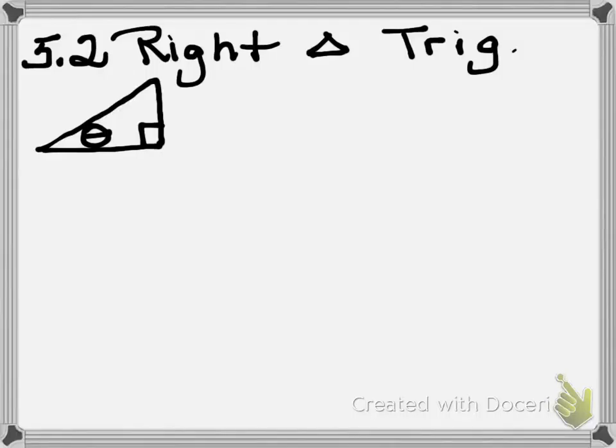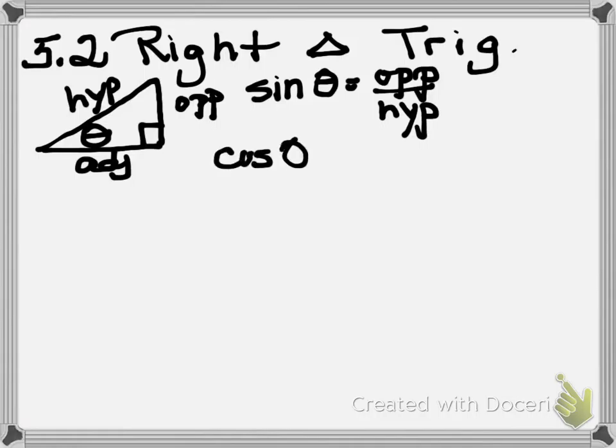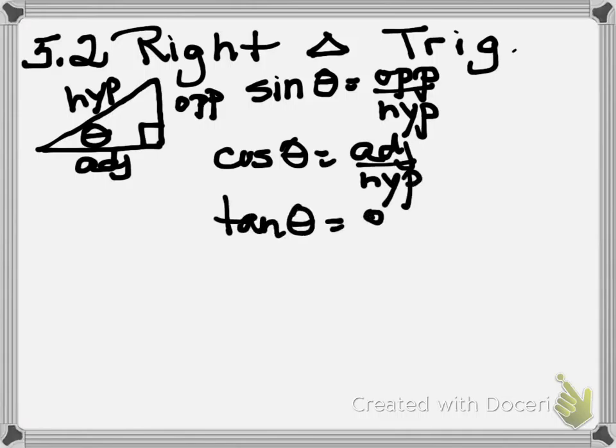And I'm going to define the 6 trigonometric functions in the right triangle first. So with respect to theta, we have the side opposite, the adjacent, and the hypotenuse of the right triangle. So there are 6 trig functions. The sine of theta is equal to the opposite over the hypotenuse. Cosine of theta is adjacent over the hypotenuse, and tangent is equal to opposite over adjacent.